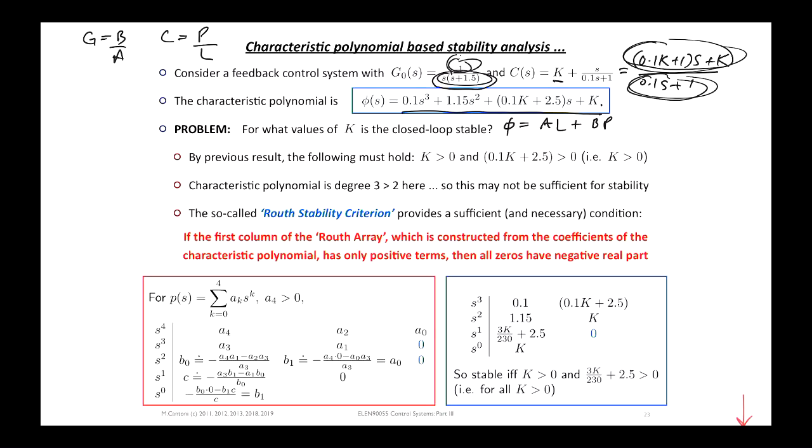It's also necessary, right? So as soon as you get a sign change in this first column, you will know there will be at least one zero of the polynomial either on the imaginary axis, in which case there will be a pair of them, or in the right half plane.